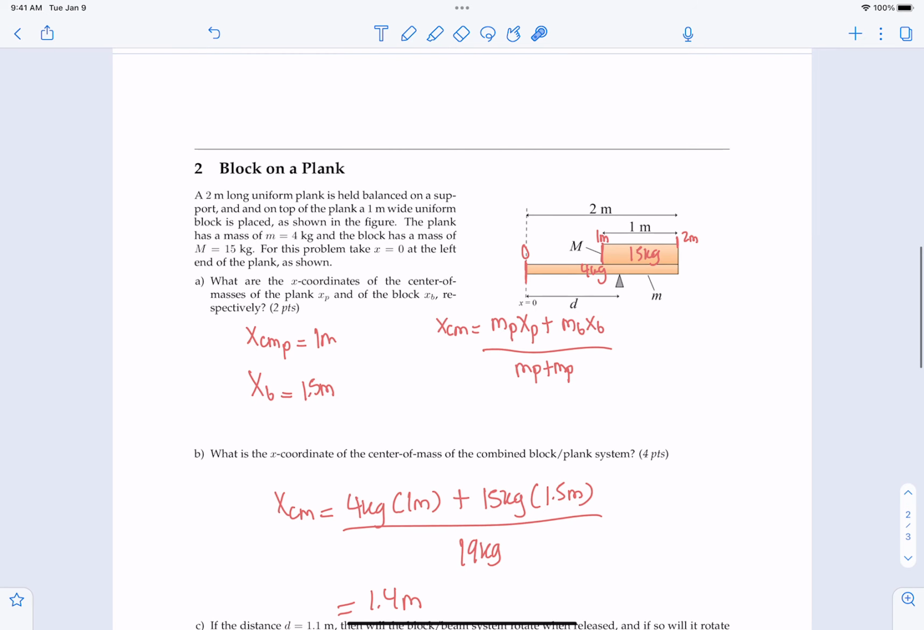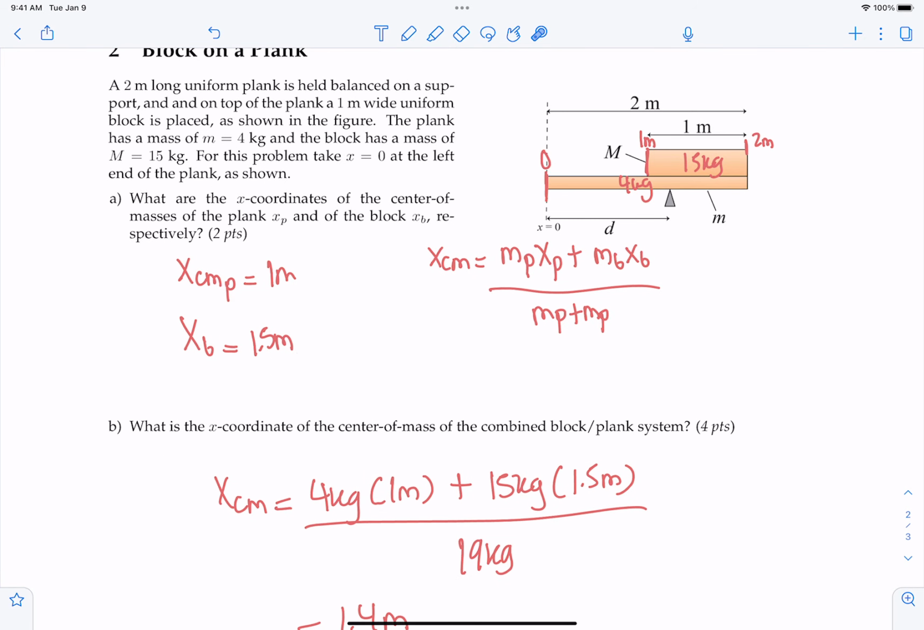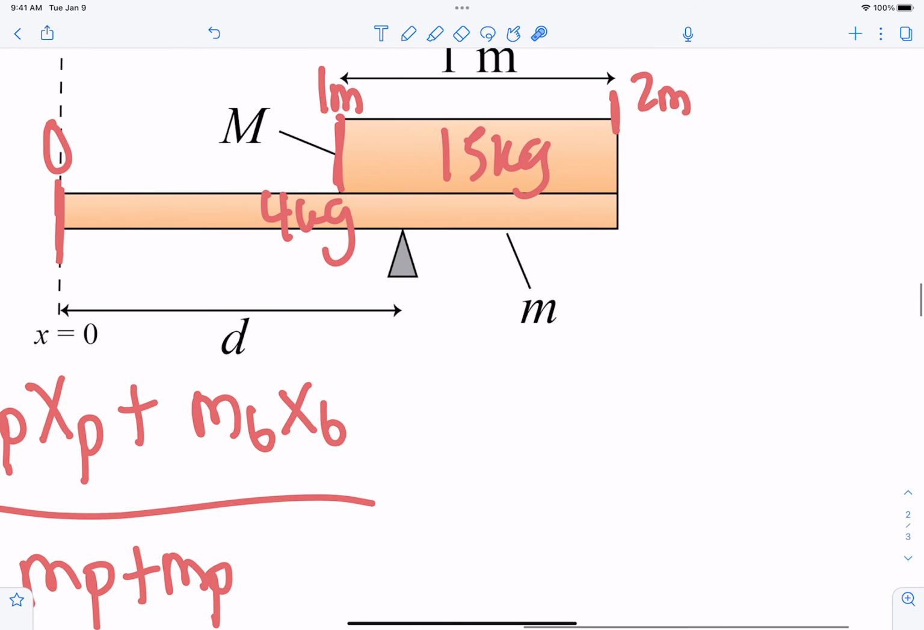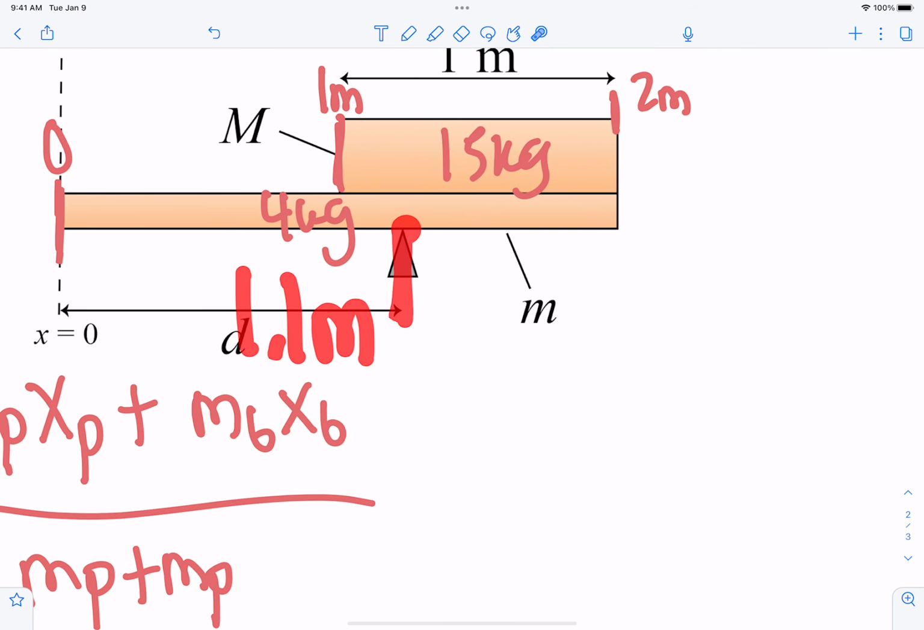So we know that the center of mass of the system is 1.4 meters. That's where the center of gravity of the system would be located, basically. So if this point right here is 1.1 meters, and the center of mass of the system is 1.4 meters, then gravity of the whole system acts right here, right?